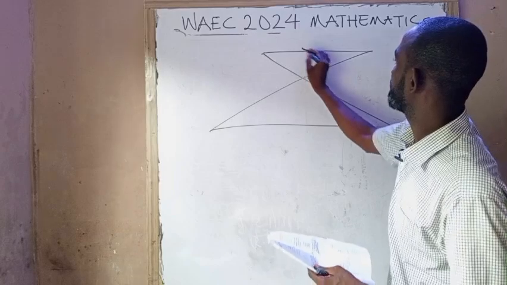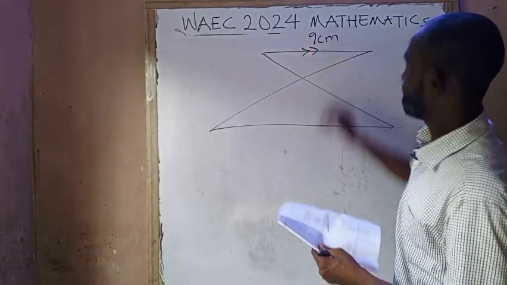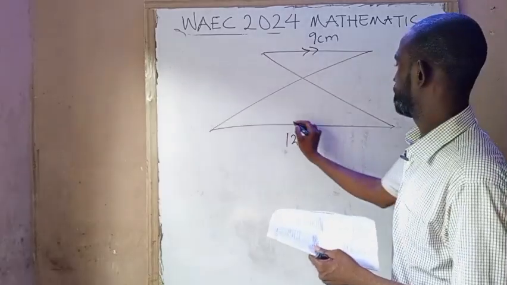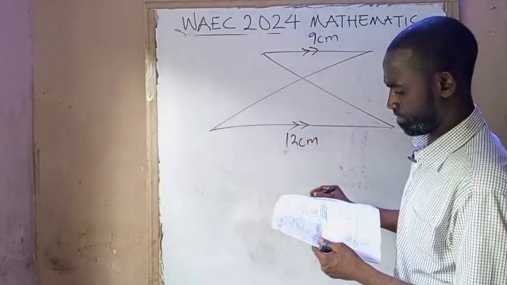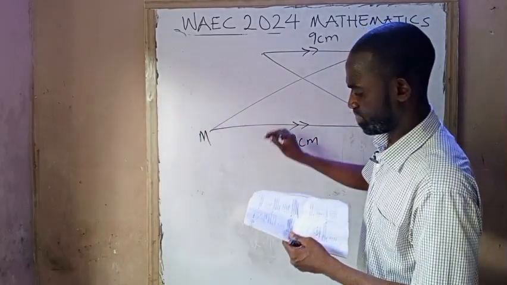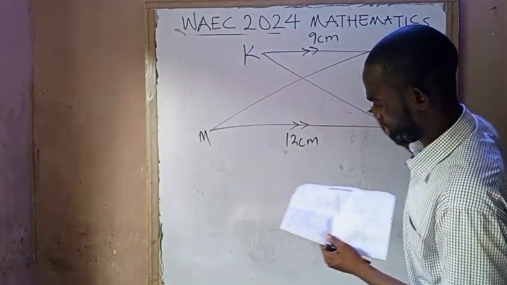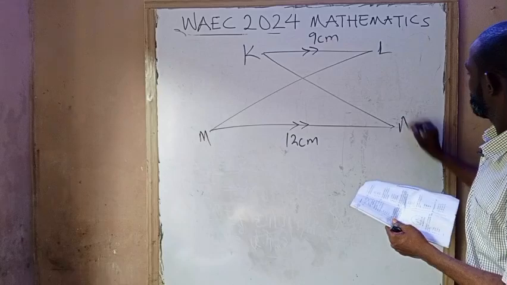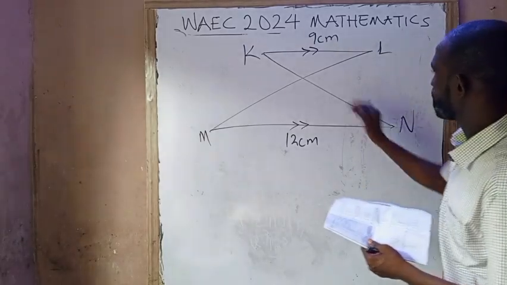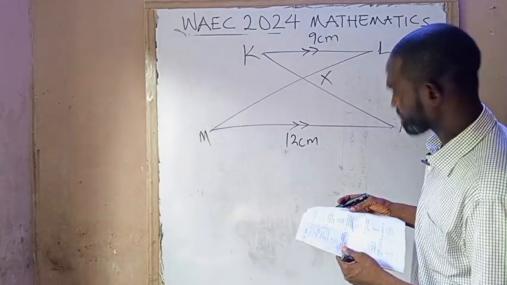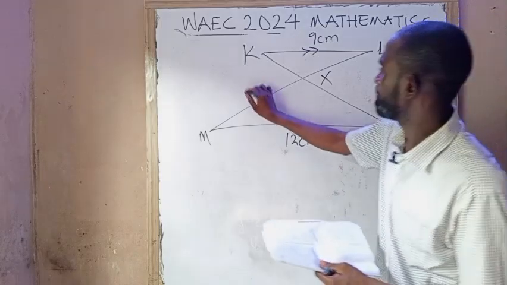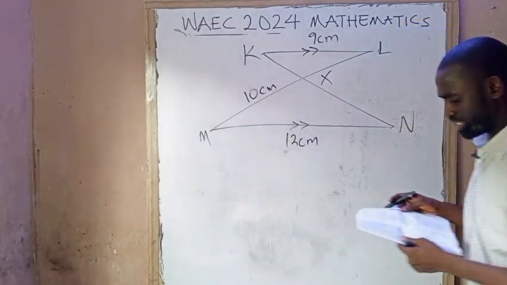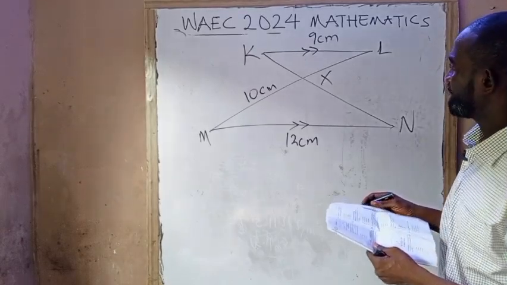This is 9 cm. This is 12 cm. This is M. This is K. This is L. This is N. And this is X. So the question says this is 10 cm.